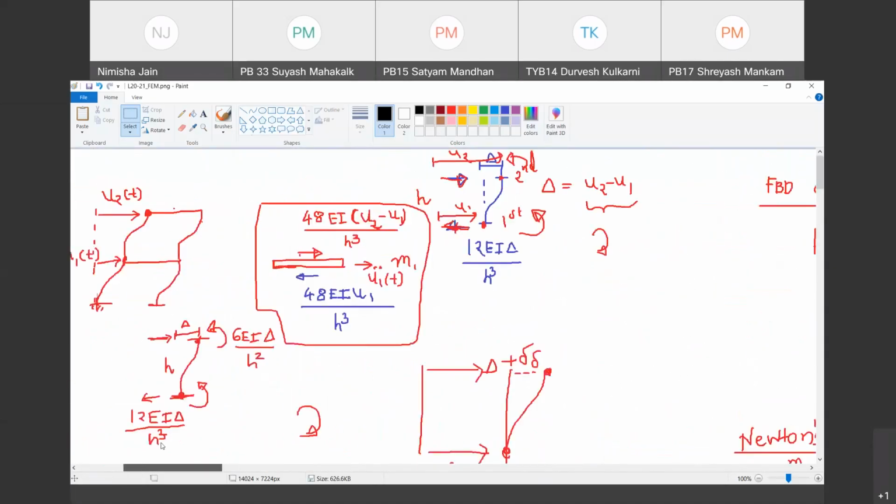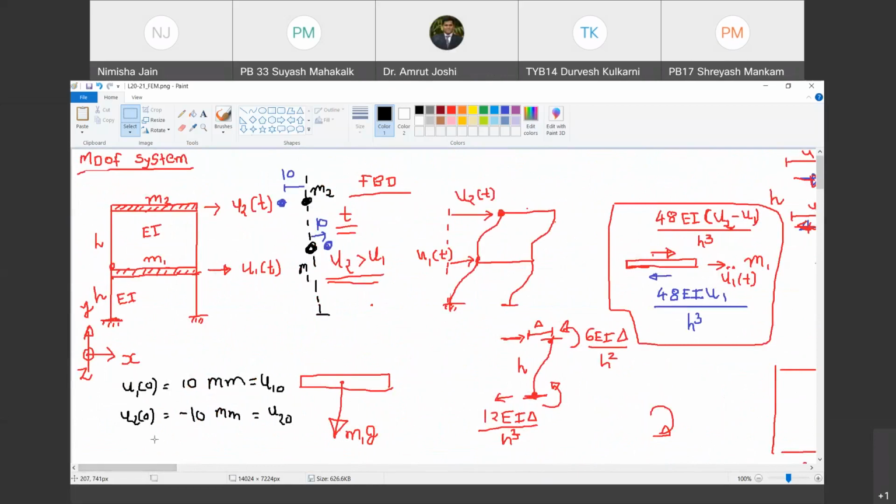So let us put the things in perspective. We were solving this problem and we were dealing with a multi-degree of freedom system. M1 and M2 are the masses of floor level 1 and roof level. U1 of T and U2 of T are the displacements of first floor level and roof level slab. Are you with me, Satya?